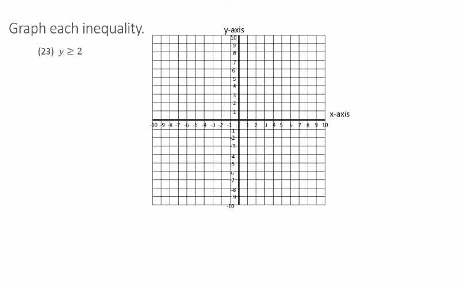Okay, so here we have a horizontal line, right? We just have y without an x. So we know there's going to be a horizontal line, okay? And it's going to cross through y equals 2, right? So we're going to have the y-intercept here, okay? It's an or equal to, so it's going to be a solid line, right? And since it's greater than, we're going to shade above, right?